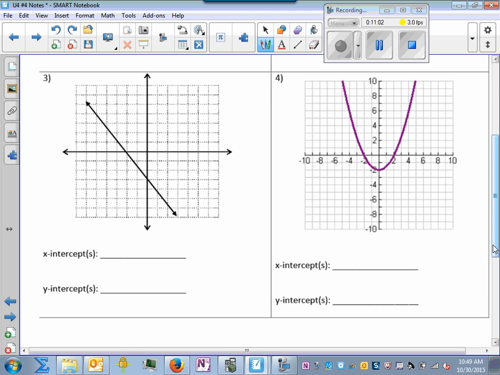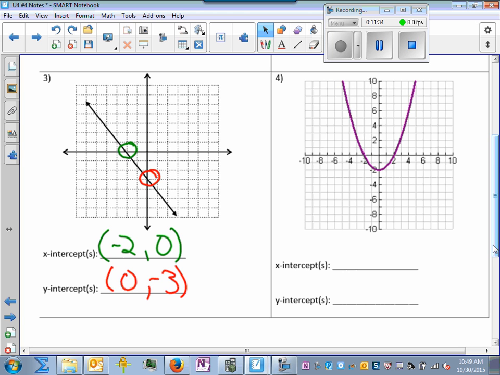So now we're going to look at them as a graph. What is my x-intercept on number 3? Where does it cross the x-axis? It's not super exact, but it's pretty close. Negative 2, right here. How do I write that as an ordered pair? Negative 2, comma 0. Make sure you get that comma in there, otherwise it looks like negative 20, and that is not what I want. Okay? So, my y-intercept, where's my y-intercept? Good, negative 3, and somebody already said it's 0, negative 3.